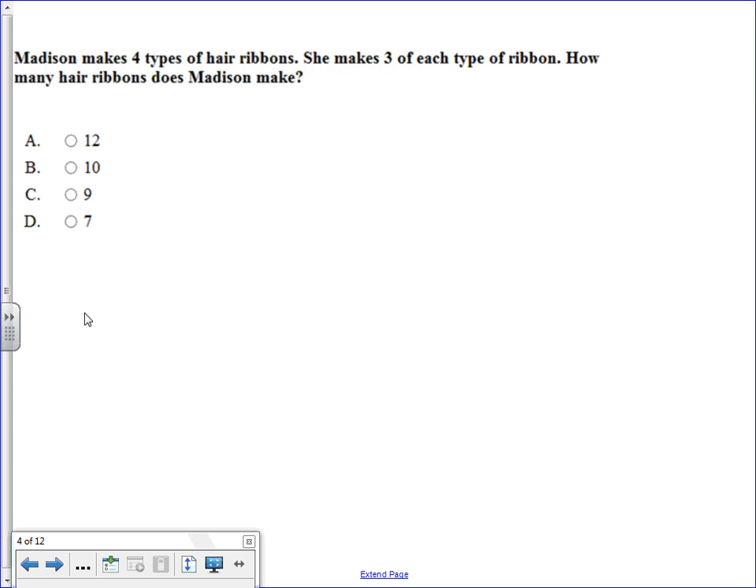Okay. Madison makes 4 types of hair ribbons. She makes 3 of each type of ribbon. How many hair ribbons does Madison make? So she has 4 different types that she's making. She's making 3 of the first type, 3 of the second type, 3 of the third type, 3 of the fourth type. How many ribbons in all is she making? Michael, 12. Tell me the multiplication sentence you used to find that answer. Great. Perfect.